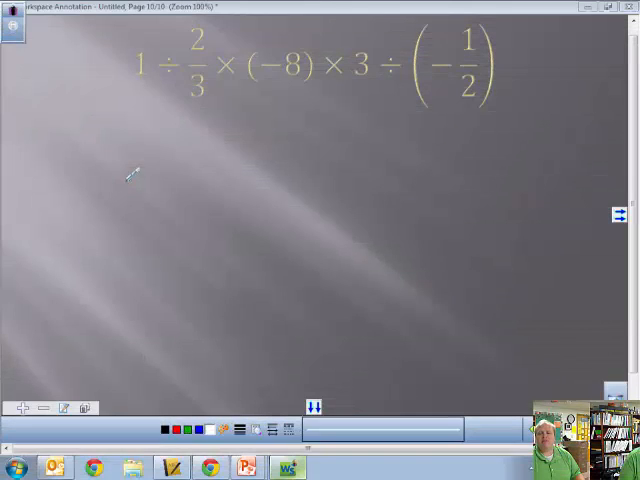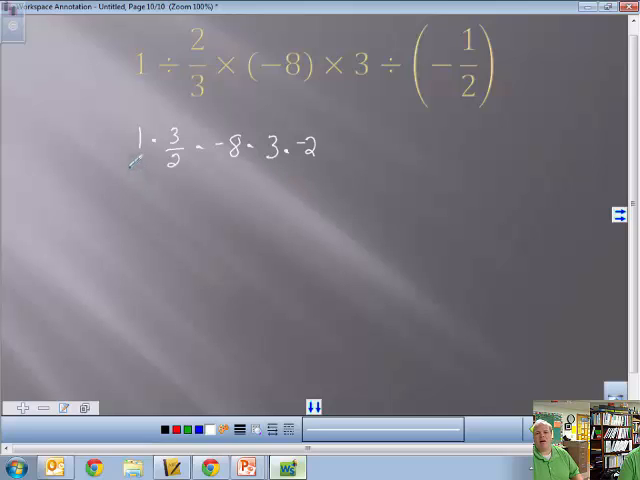Again, looking at this problem, there's multiple ways we can do it. The first thing I'm going to do is try to get it all in the same operations. I'm going to go through and do all my division. Remember, when I'm dividing by a fraction, I'm going to actually multiply by the reciprocal. So I have 1 times 3/2, which is just 3/2, times a negative 8, times 3. There again, I'm going to multiply by the reciprocal. The reciprocal of 1/2 is a negative 2. I could write this negative 2 over 1 if I wanted to. I'm choosing not to at this moment.